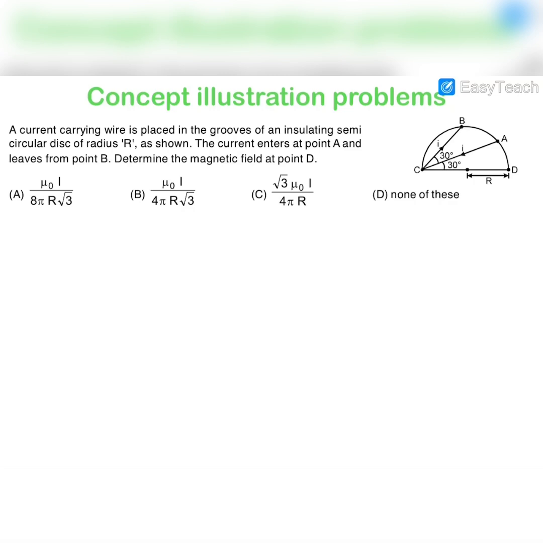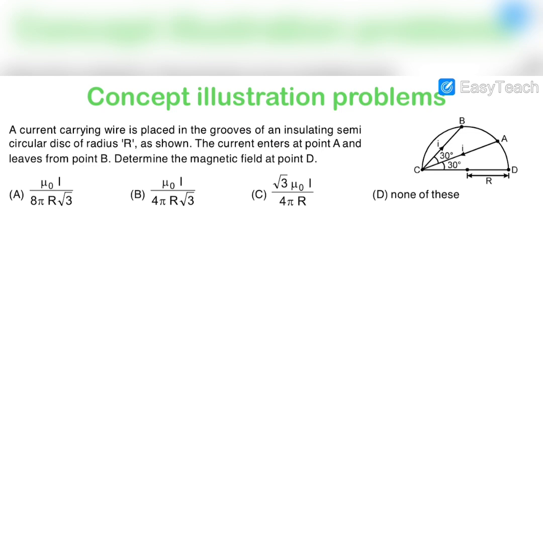In this question, you can see that there are two wires, one is this and one is this. This is not a current carrying wire, CBAD, which is in shape of a semicircle. So this is not a current carrying wire, this is just a groove, this is a shape of disc, and there are two grooves which are made on the surface of this semi disc, and in the grooves there are two wires like that. So we have to find out the net magnetic field due to these two wires at the point D.